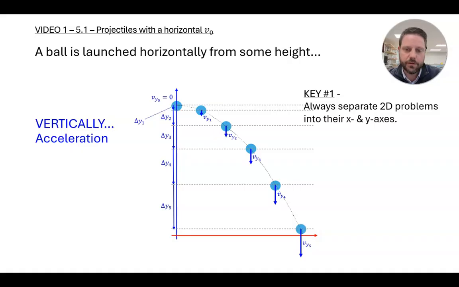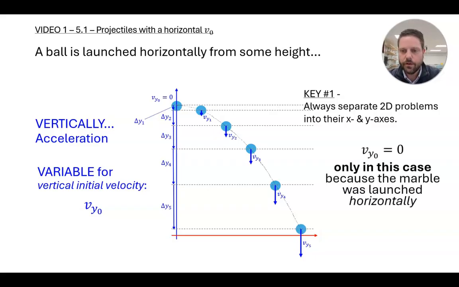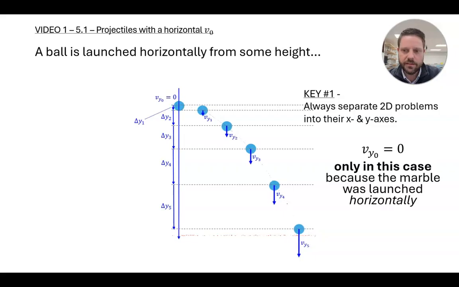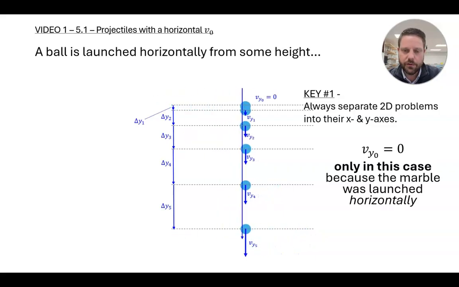So vertically, because it's accelerating, we would have an increasing velocity. And notice that the variable we're going to use for the initial velocity along the vertical axis is vy naught. vy naught was 0 in this case only because it was launched horizontally. If it was launched upward or downward, then vy naught would not be 0. So in this case, we don't really care what's happening horizontally. We're just looking at it like the pumpkin drop, or like me just taking a ball and dropping it as it falls vertically down from rest.